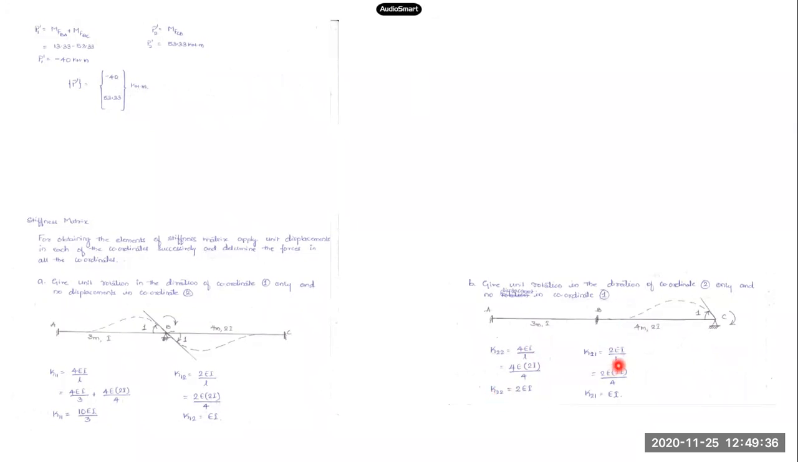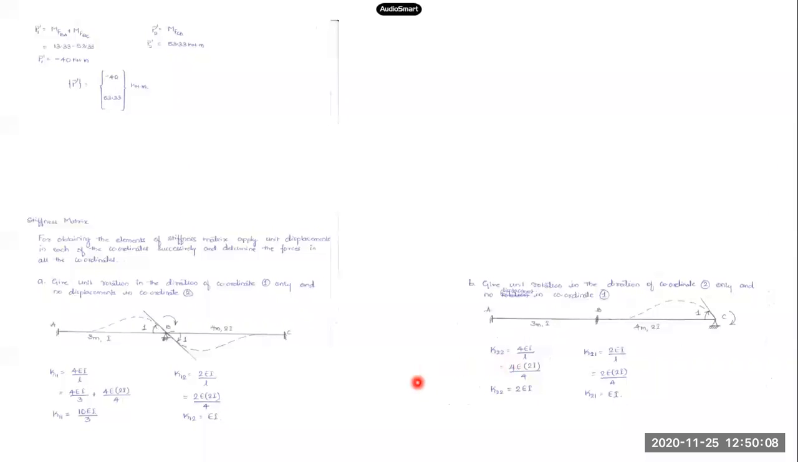Similarly, if I go for finding the force in the first coordinate when unit rotation is given in the second coordinate, it will be K21, the force in the first coordinate due to unit rotation in the second coordinate. It is given by 2EI by L, or 2E into 2I divided by L, which is 4 meters. So K21 is coming out to be EI, just EI. And note K12 and K21 are the same. So that is what we have here.